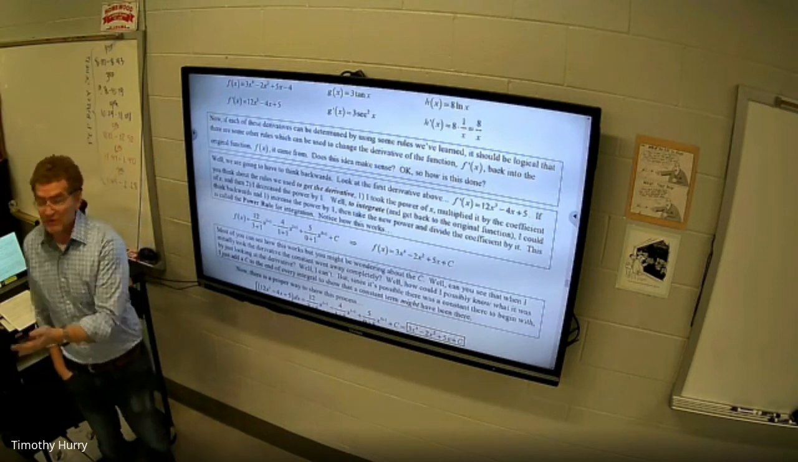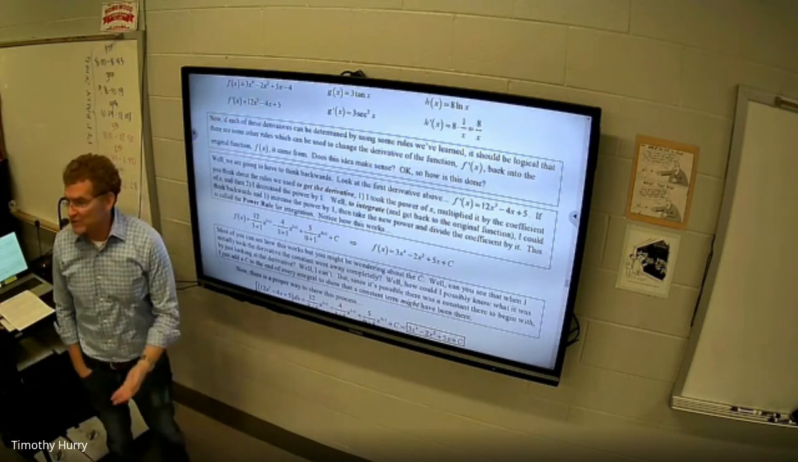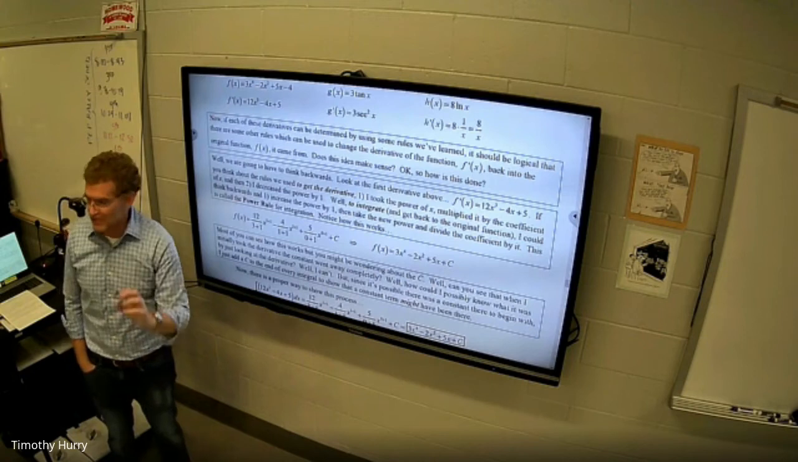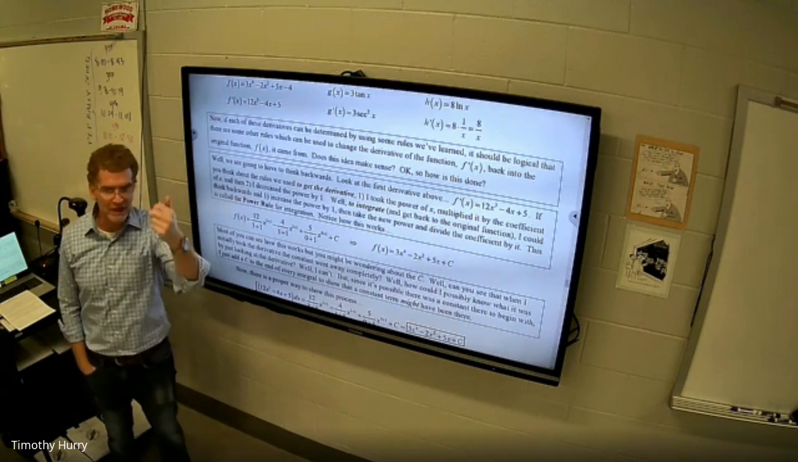Just like most of you probably didn't do the power rule when you saw 5x, right? You see 5x and you just grab the 5 when you took the derivative. Well, go backwards the same way. If you've got a constant, put an x on it.